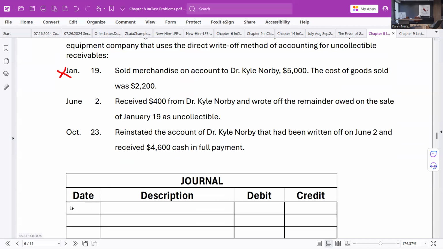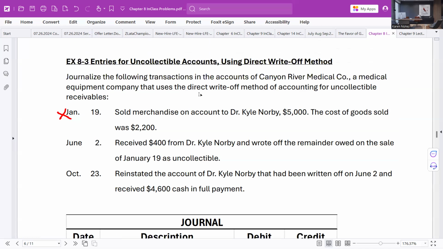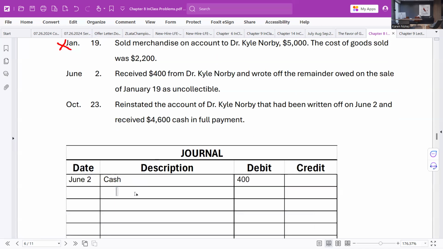So we need to account for the bad debt on June 2nd. Customers are only able to pay $400. And so we got to write off $4,600. This problem uses the direct write-off method. So that means we just go immediately to bad debt expense, right? And we write off this uncollectible account.